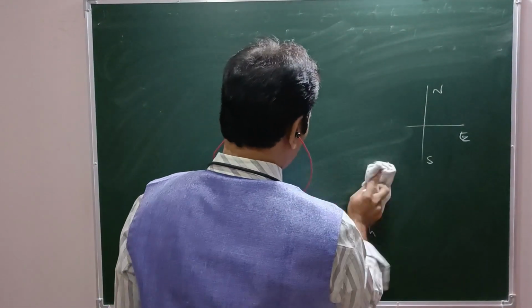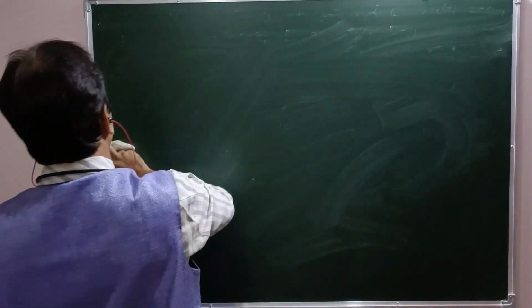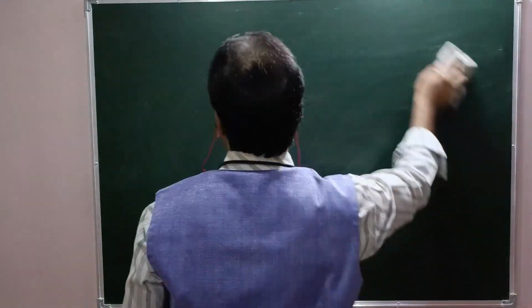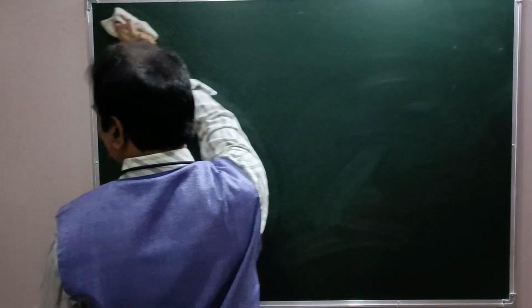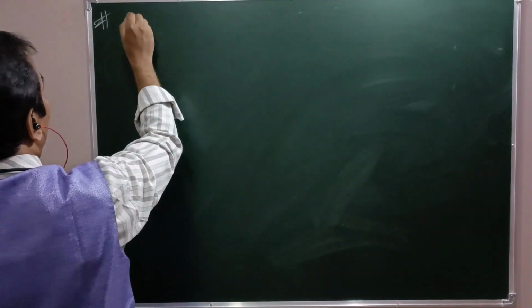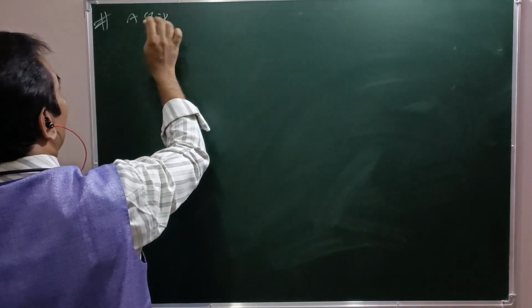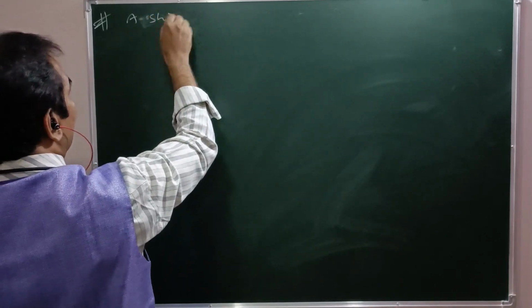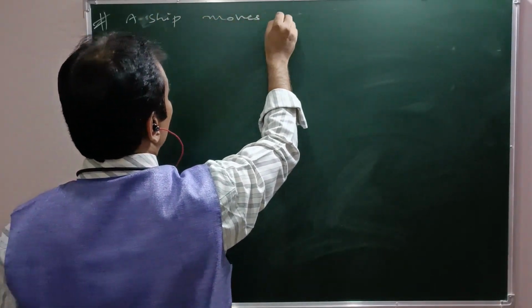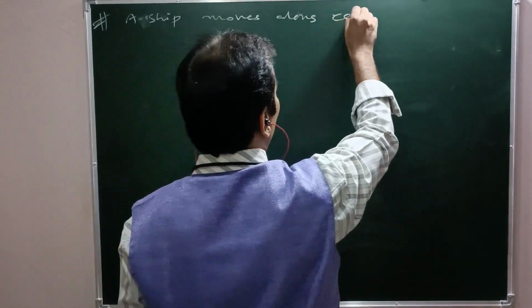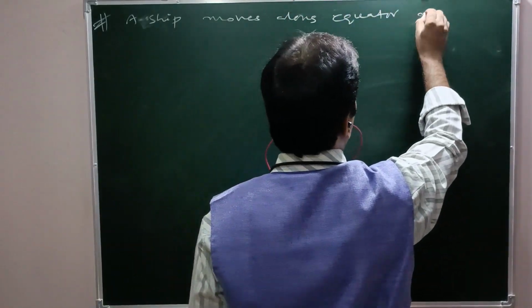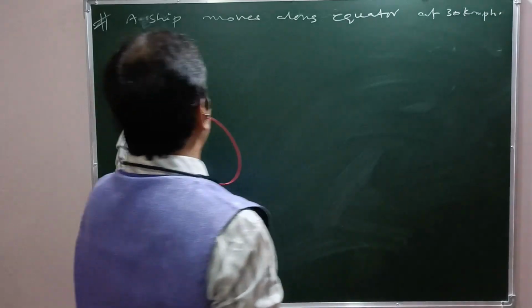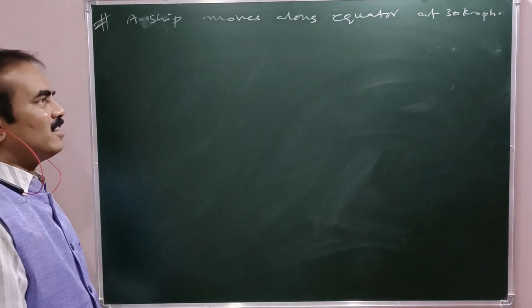In this example, a ship moves along the equator at 30 kmph, right? A ship moves along the equator at 30 kmph.